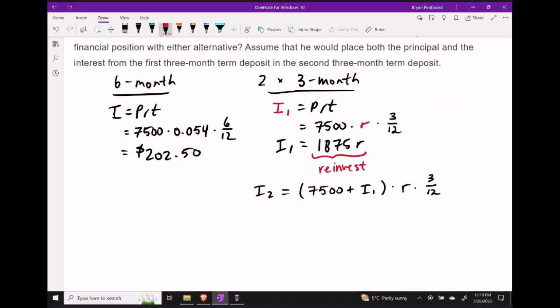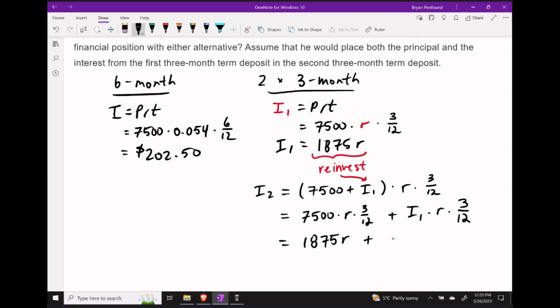In our second 3-month period, we're going to take that interest that we earned and reinvest it. So we're going to take our initial principal amount of $7,500, add to it interest 1, multiply by our simple interest rate, and then multiply by our time variable of 3/12. If we distribute through the brackets, we get the following. We already know that 7,500 times 3/12 is equal to 1,875.